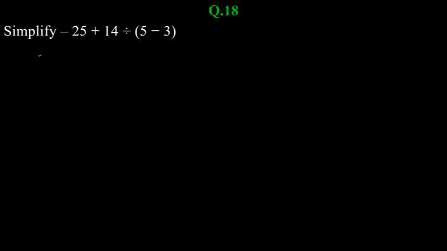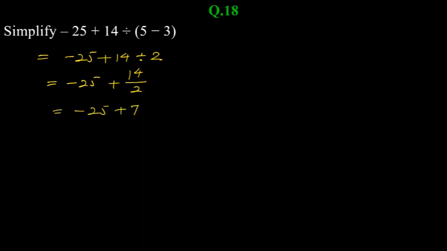How you simplify this one? You will write it minus 25 plus 14 divided by, first simplify the brackets, 5 minus 3, 2. Then write it like minus 25 plus 14 divided by 2. Remember, I am always writing it in form of fraction. That ensures that I am not making mistake. That is minus 25 plus 7. 14 divided by 2, 7.